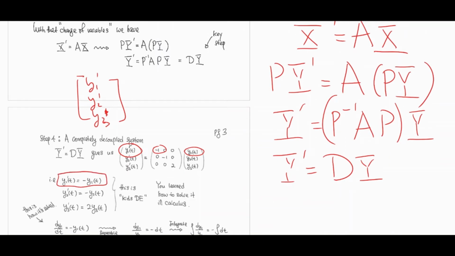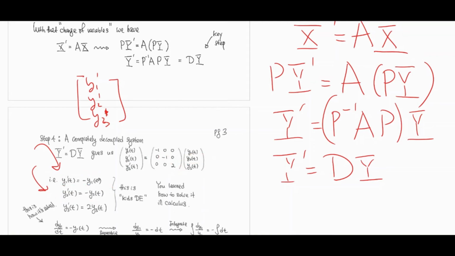Your y1 prime, the rate for y1, does not involve other quantities like y2 and y3. They are completely decoupled. So y1 prime is equal to negative y1, and if you look at this system, y2 prime is going to be negative y1 y2. So this is again a differential equation involving the function y2 only, and y3 prime is going to be 2y3.